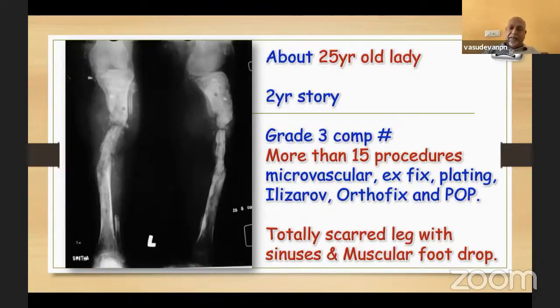And when she came to me, she had a totally scarred leg with sinuses, and a muscular foot drop. She had lost a lot of muscles, and because of that she was having a foot drop. So this was the situation. And you can see the whole fibula is gone, and from the opposite side, the fibula has been taken there.